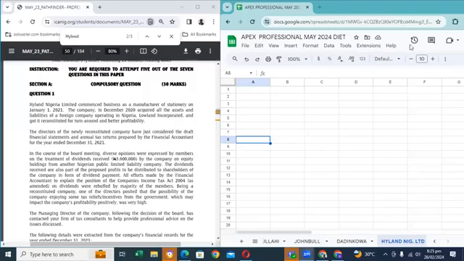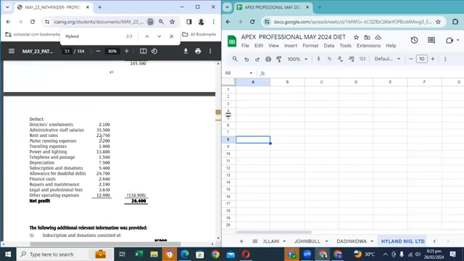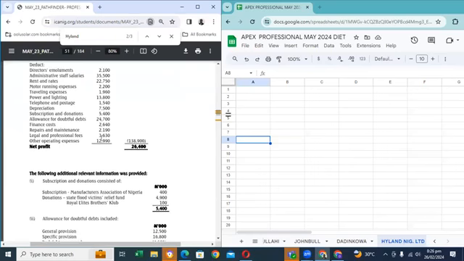December 31, 20. Then, okay, that will be all. Then the below details. The following relevant information. The following additional relevant information was provided.